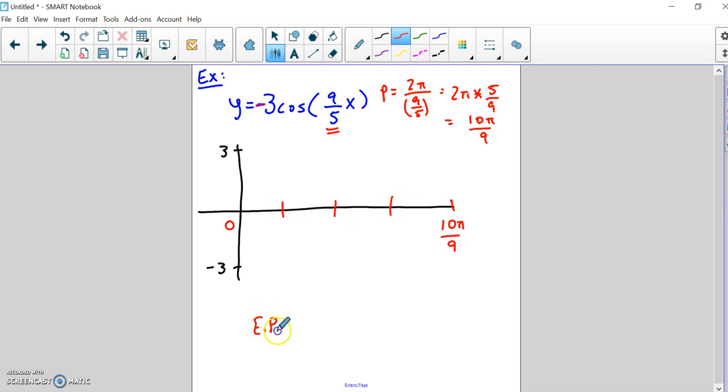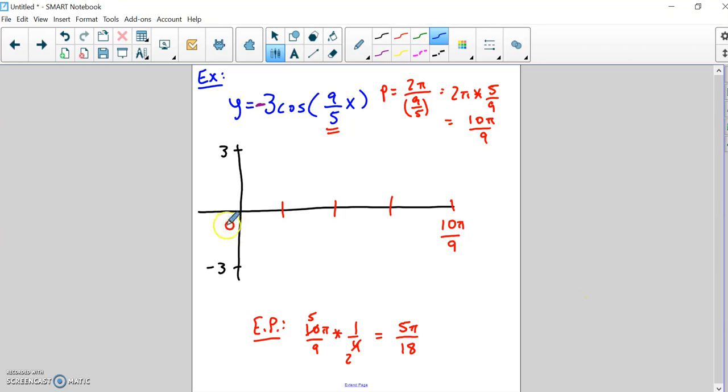Okay, let's figure out how much each piece is. So we're going to do 10 pi over 9 times 1/4. Okay, don't make your life more difficult than it needs to be here. 10 divided by 4 simplifies it down to 5 pi divided by 18. Okay, so each piece is going to be 5 pi over 18 here.